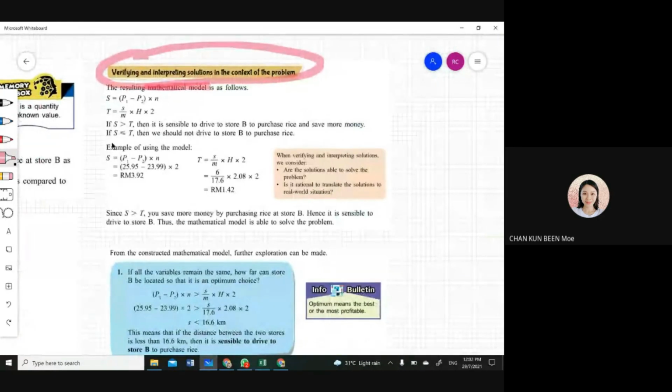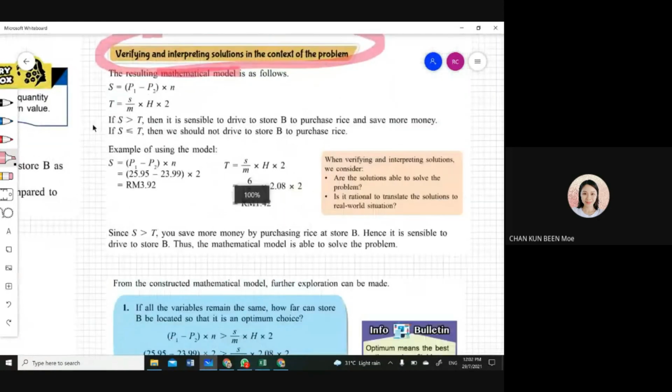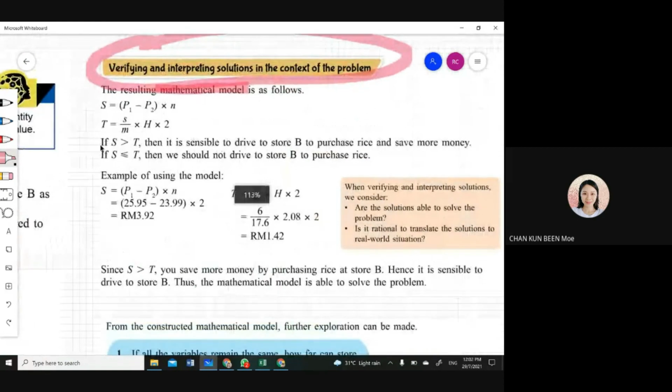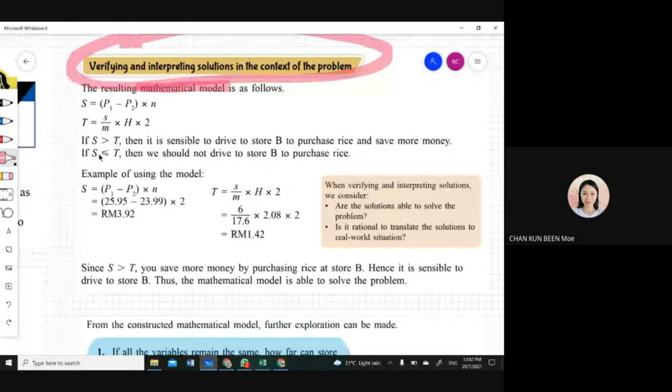Then, if S is less than or equal to T, meaning the price of the rice, the packet of rice, the difference of that 2 store is less than the cost of petrol, then we should not drive to store B to purchase the rice. This part you understand?